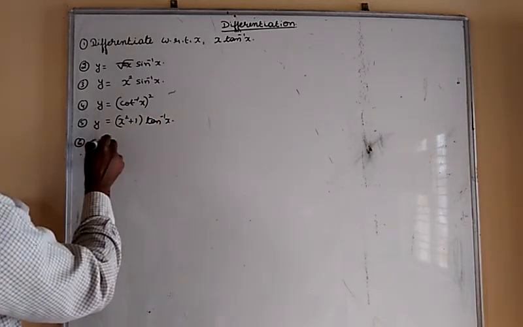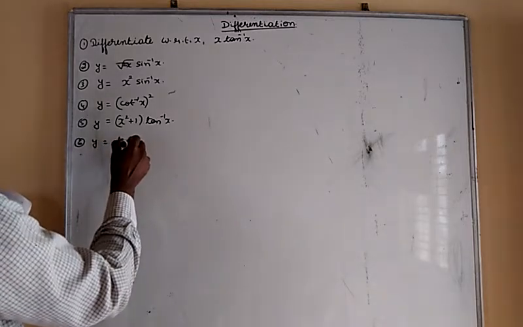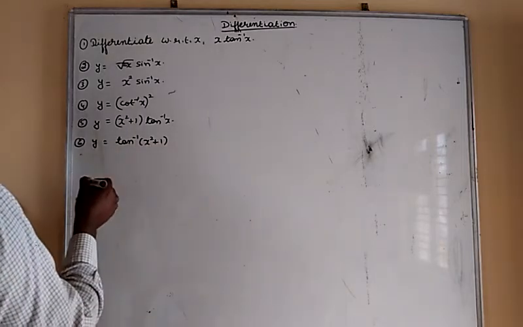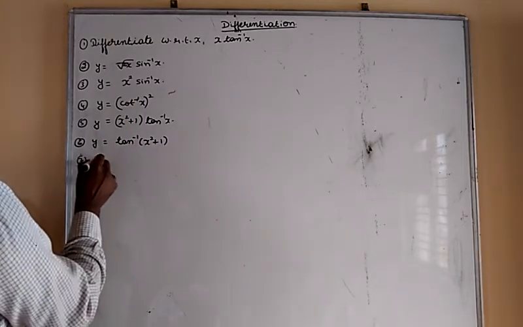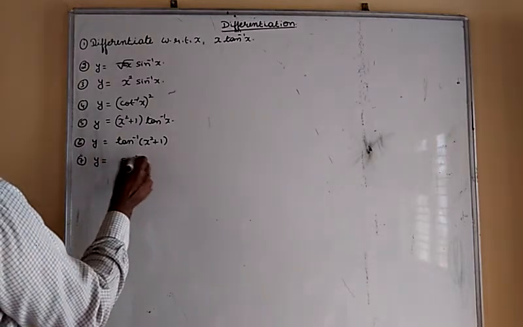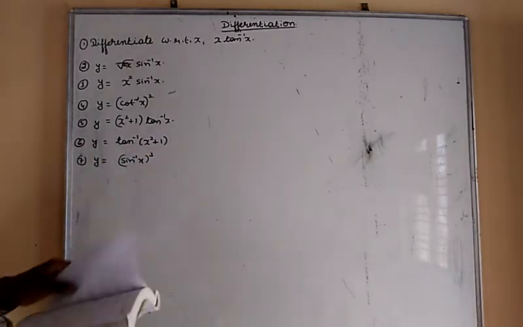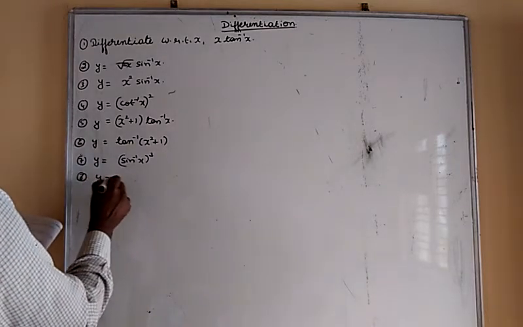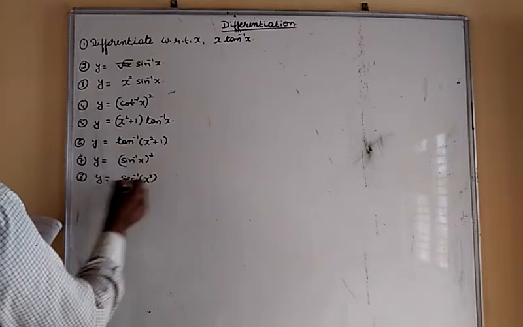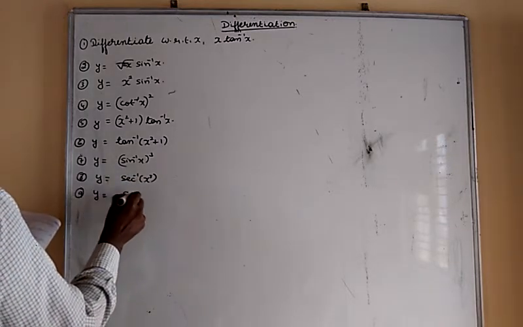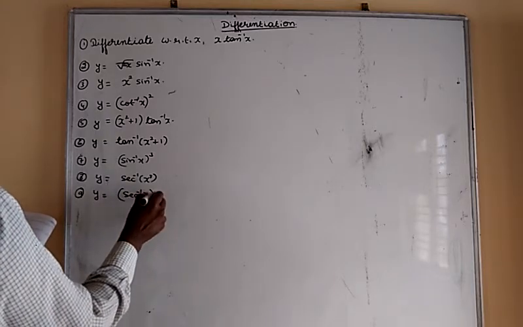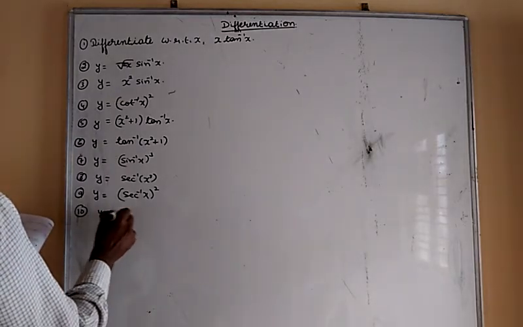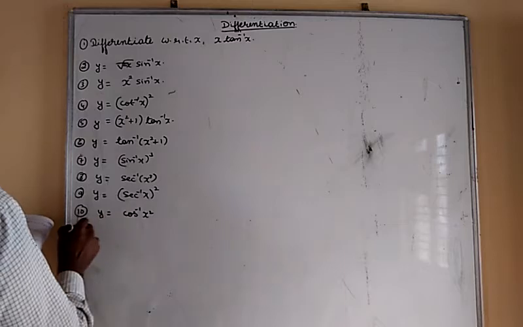Then fifth one, y is equal to x square plus 1 tan inverse x. Then sixth one, y is equal to tan inverse of x square plus 1. Then seventh one, y is equal to sine inverse x whole cube. Then eighth one, y is equal to secant inverse of x cube. Then y is equal to secant inverse x whole square. Then 10th one, y is equal to cos inverse of x square.